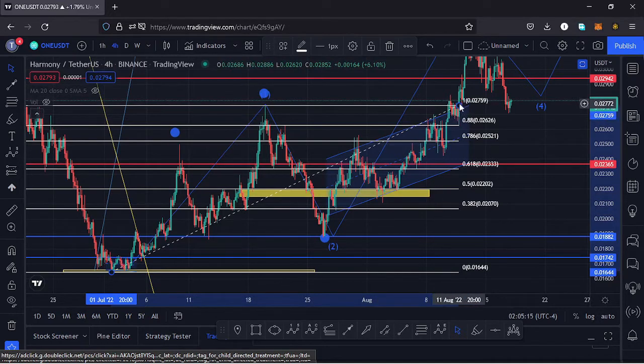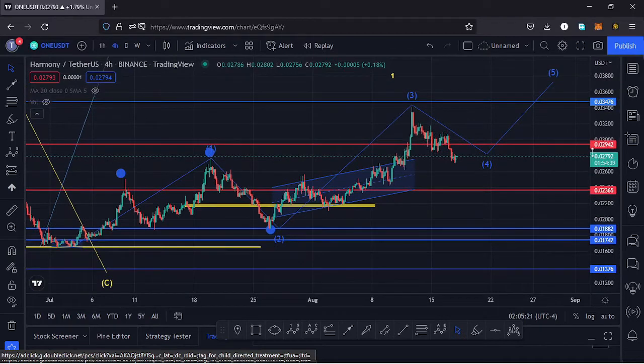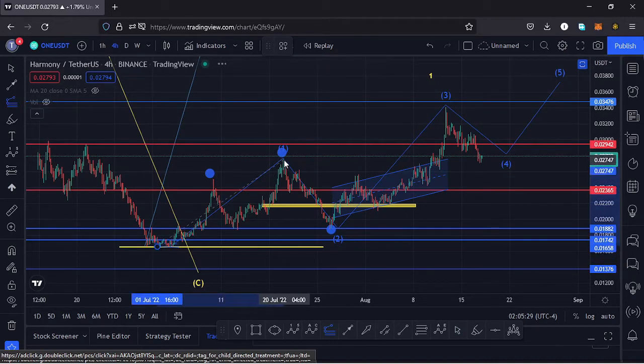Then we started to see a very nice bounce to the upside in the formation of a wave 3. And using a trend-based Fibonacci, we can get the target area for that third wave to the upside. And to do that, I'll just connect the low of the wave 1 to the high of the wave 1.